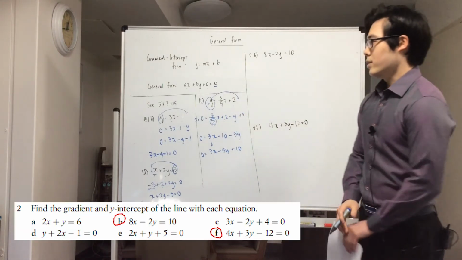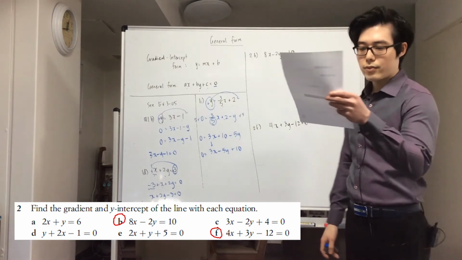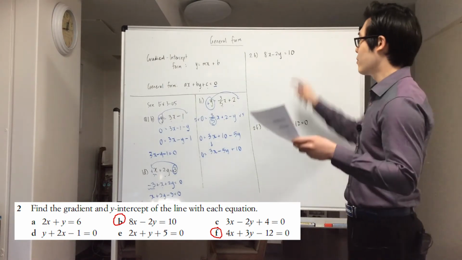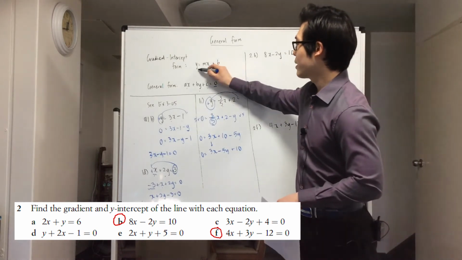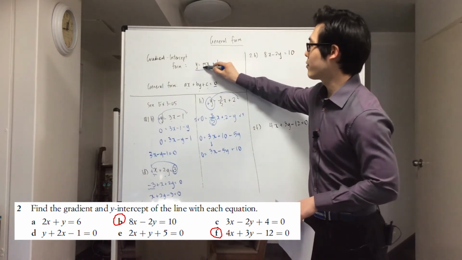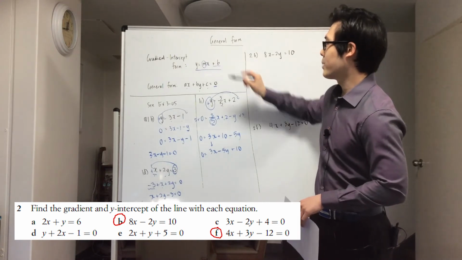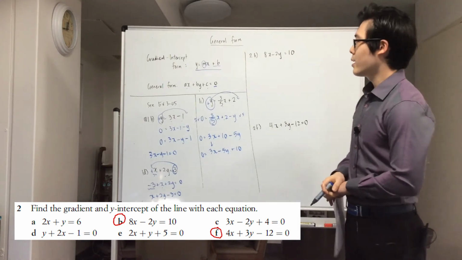Alright, now we're going backwards. Let's have a look at question 2. It says find the gradient and the y-intercept from this line. Now remember from last lesson, if you want to find the gradient and the y-intercept, it has to be in this form, where the number in front of x is the gradient, and the number by itself is the y-intercept. Okay, so let's do it.